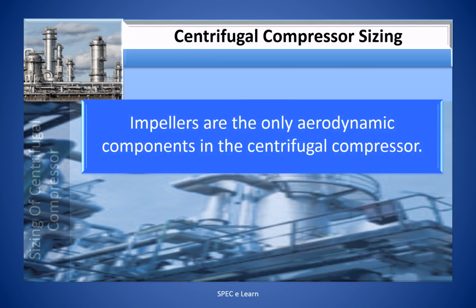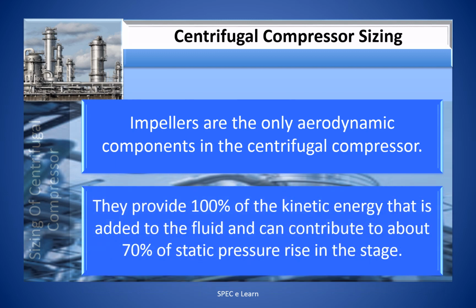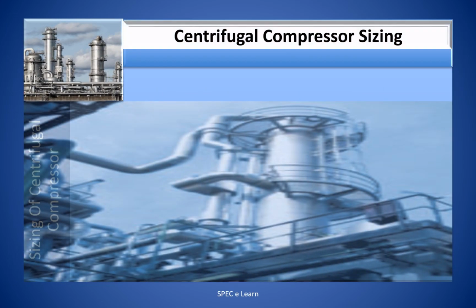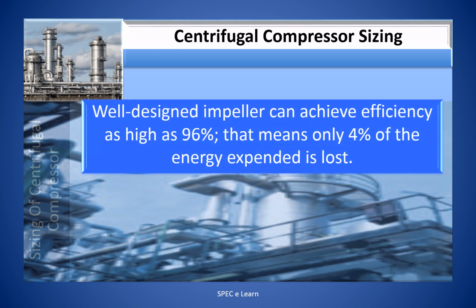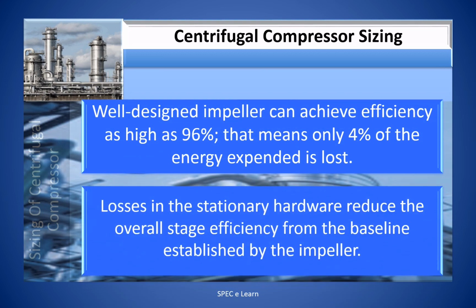Impellers are the only aerodynamic components in the compressor. They provide 100% of the kinetic energy that is added to the fluid and can contribute about 70% of the static pressure rise in the stage. A well-designed impeller can achieve efficiency as high as 96%. That means only 4% of the energy expended is lost. Losses in the stationary hardware reduce the overall stage efficiency from the baseline established by the impeller.